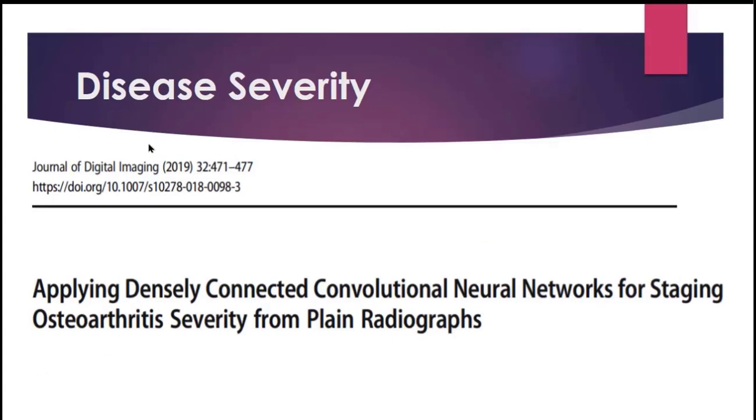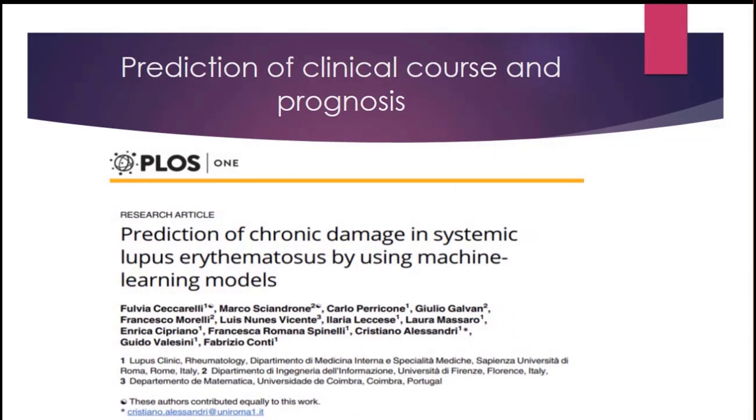Machine learning can be used to determine the severity of a disease. In one study, neural networks were used to stage osteoarthritis using plain radiographs. We can use machine learning to predict the clinical course and prognosis of a disease. In a study, researchers used machine learning to predict chronic damage in lupus.